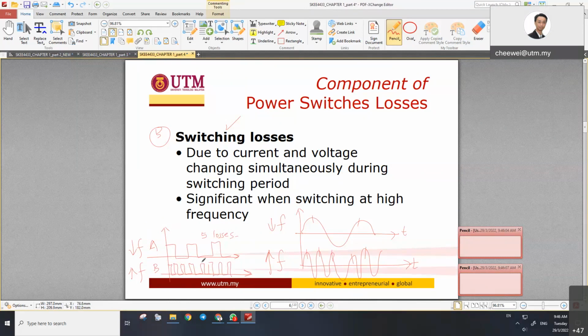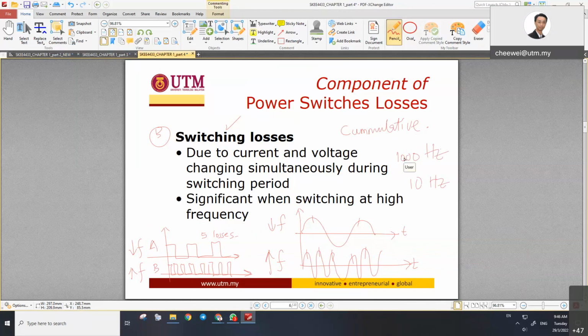Okay, so you add up in the real life application. We need to add up everything because everything is cumulative. The switching is going on maybe 1000 cycles per second compared to 10 hertz. But then it operates all the time, for 1 hour, for example. How much actually are the losses that you accumulate? A lot. So switching frequency actually contributes to a large portion of the total losses in any system.